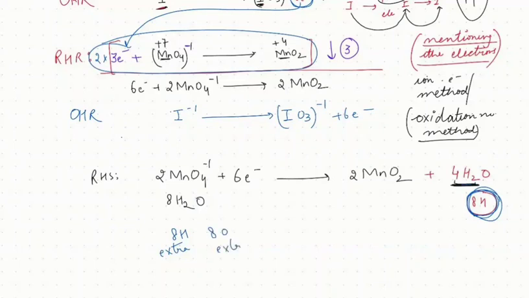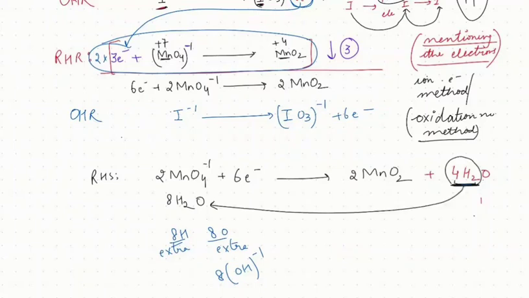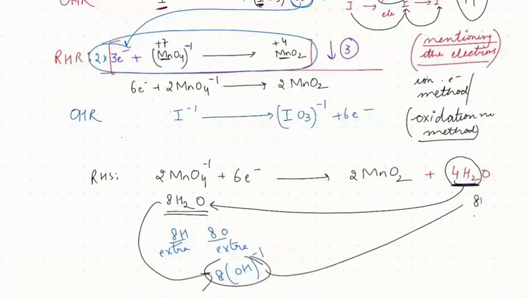Can I say 8H and 8O together are going to form 8OH minus? Are you understanding my point? Is it clear? So 2MnO4 negative plus 6 electrons gives me 2MnO2 plus this. So to balance hydrogen, I am going to add water. But as much water as I am adding, the same number of water molecules, I'm going to write down 8OH on the other side.